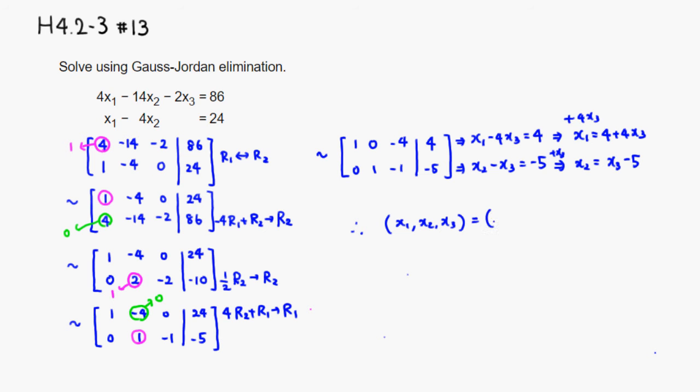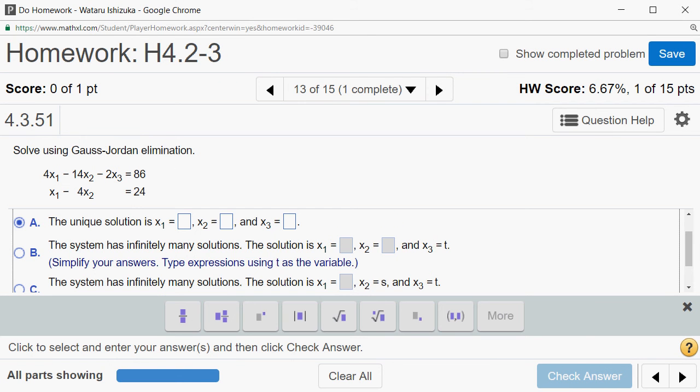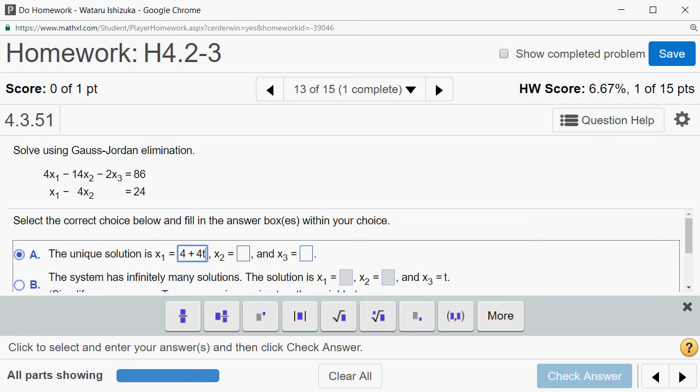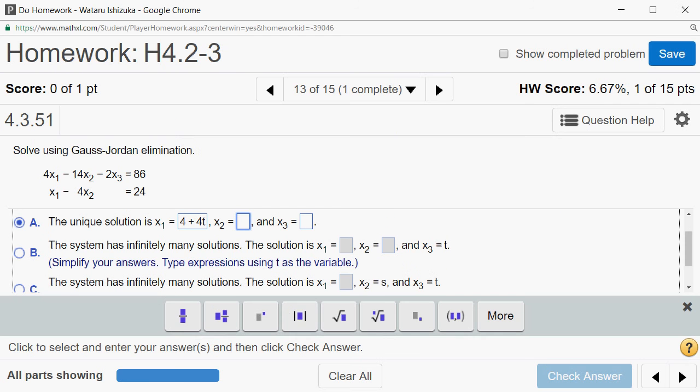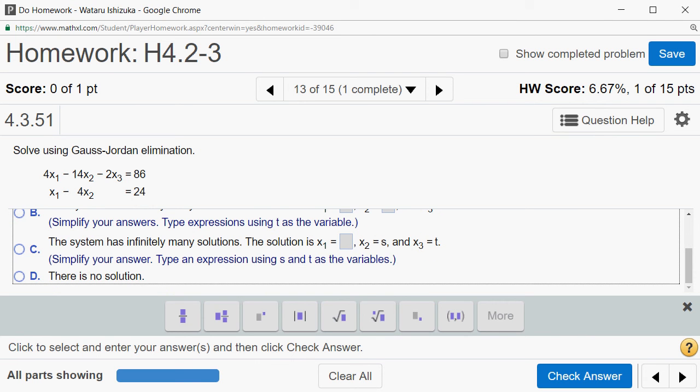In this case, x3 is the free variable, so it's t, where t is any real number. Then once you have t for x3, x1 is 4 plus 4t, x2 is t minus 5. So let's type it in. We got the x's: x1 is 4 plus 4t, and x2 is t minus 5, and x3 would be our t.